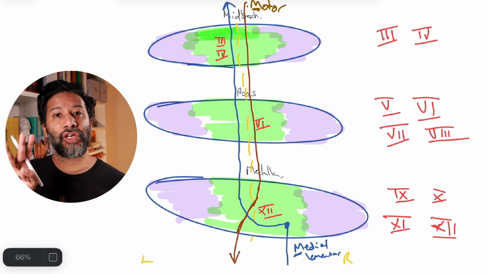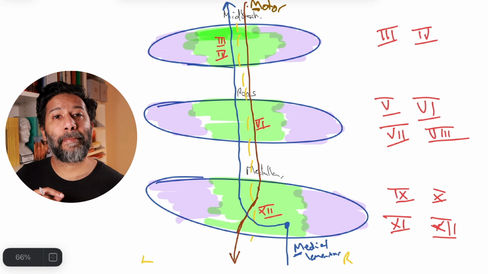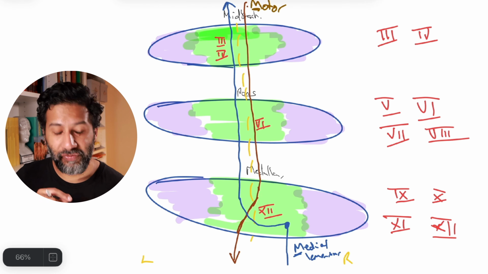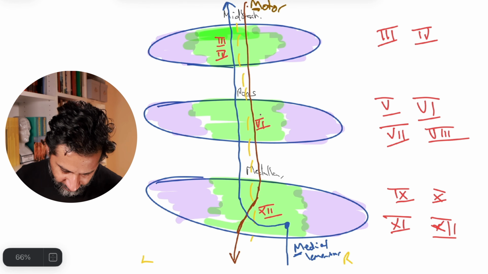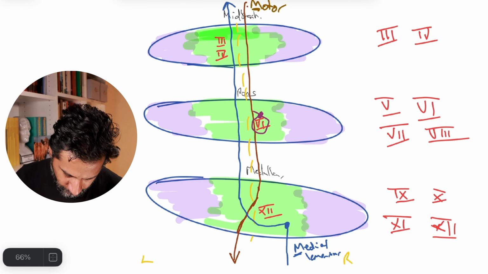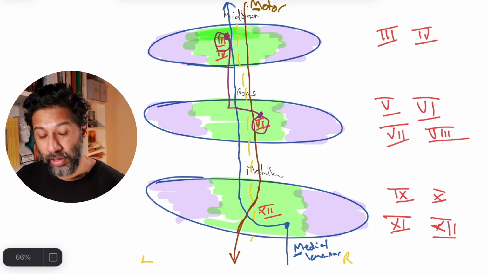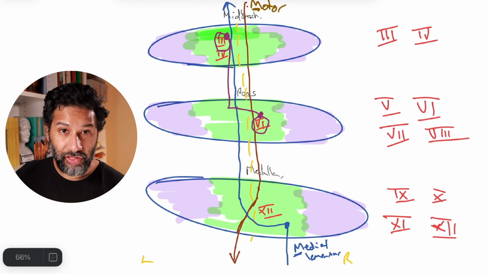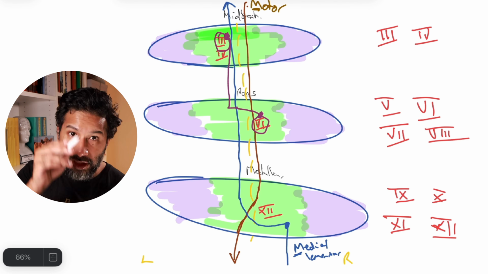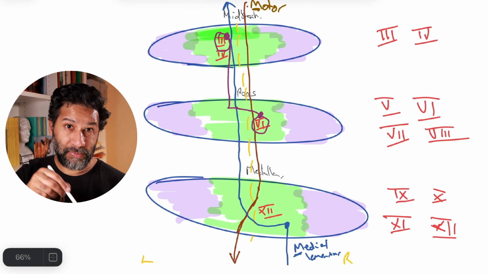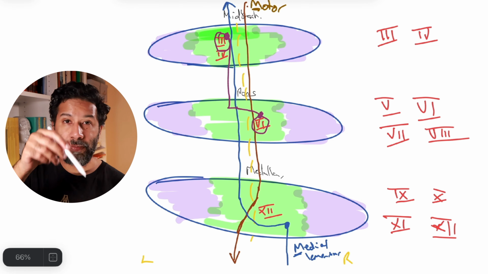So what's the third pathway? This is the medial longitudinal fasciculus, also called the MLF. What the MLF is, is a link between the sixth nerve, which crosses over to the other side, and goes up to the third nerve. So it's the connection between the sixth nerve and the third nerve. It crosses almost immediately and then makes its way up the medial aspect of the brainstem to the midbrain.